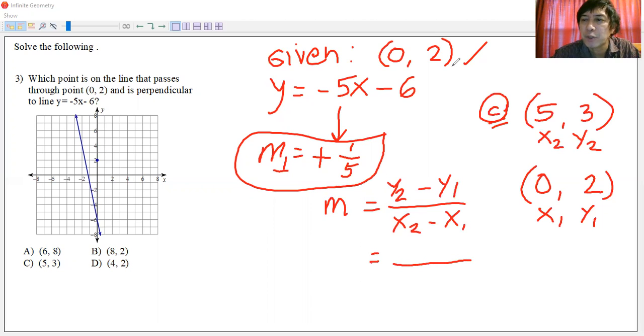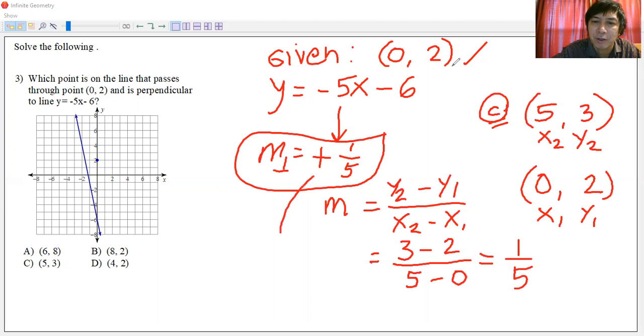If you substitute the points now, y2 is 3 minus y1, which is 2. And then at the denominator, you have x2, that's 5, minus x1, which is 0. We can easily show that this is 1/5. There. Which shows this slope here, which is 1/5. And so the correct point is actually 5, 3. That's the answer. So you can always find a way to verify your answer.